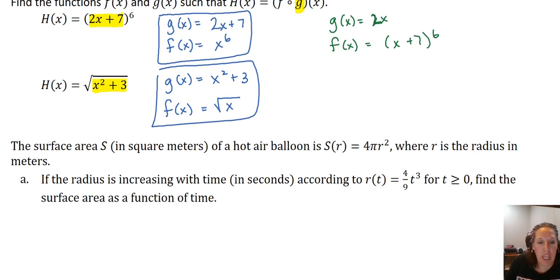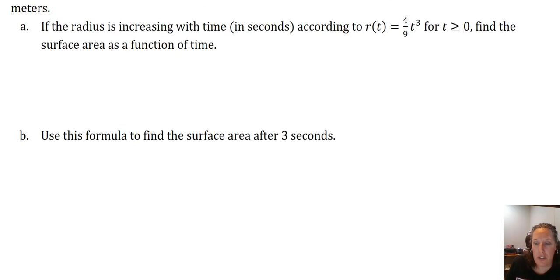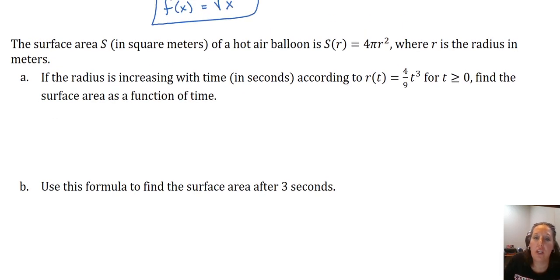All right, now let's look at an application. The surface area in square meters of a hot air balloon can be written as S of r equals 4 pi r squared, where r is the radius in meters. If the radius is increasing with time in seconds according to the formula r of t equals 4/9 t cubed for t greater than or equal to 0, find the surface area as a function of time.